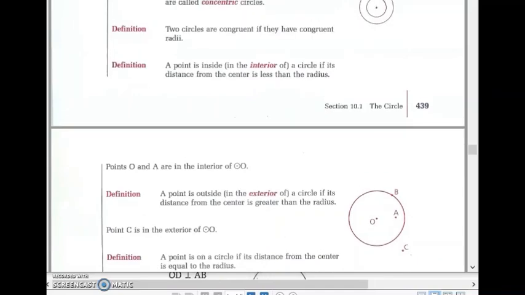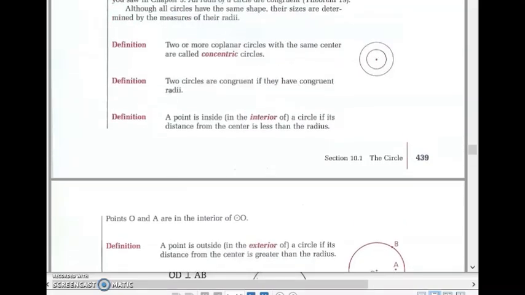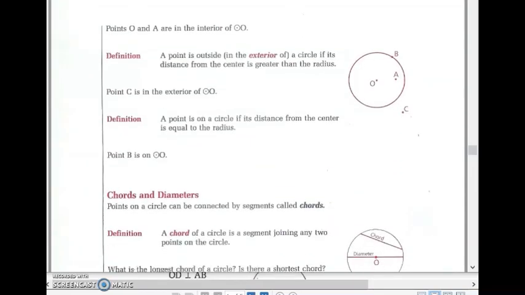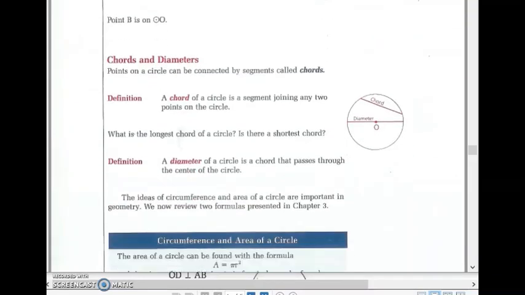And then a point is on the interior of the circle or the exterior of the circle. Point C is on the exterior, A is on the interior, O is also on the interior, but it's the center, and then B is on the circle.